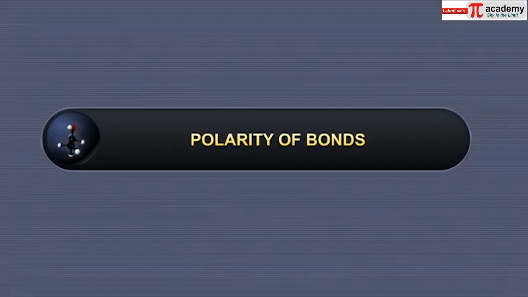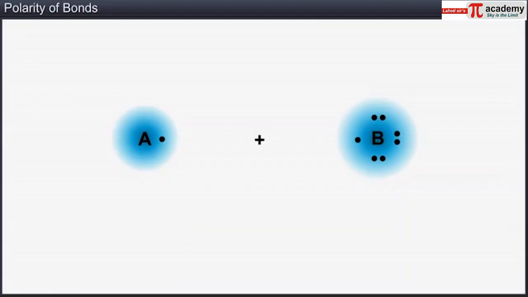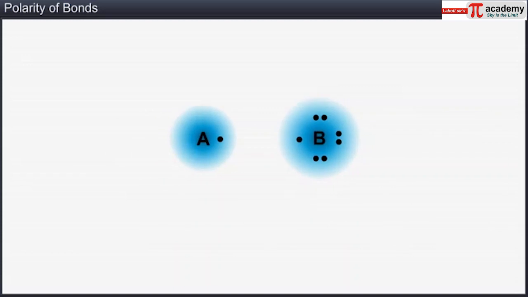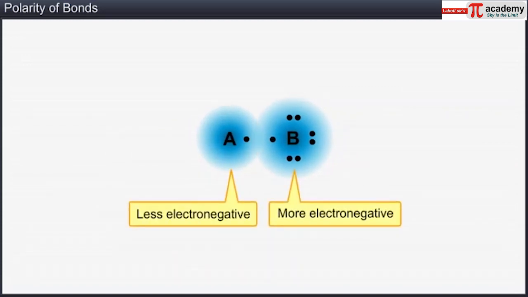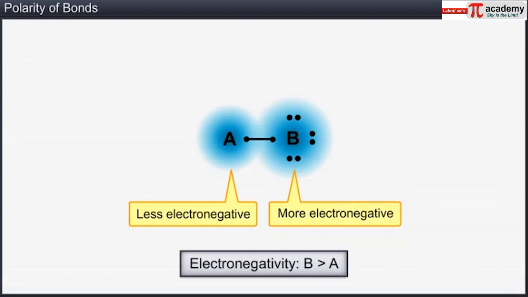In this module, you will learn about the polarity of bonds. Let us see what happens when atoms with different electronegativities combine to form a covalent bond. When 2 atoms with different electronegativities combine to form a covalent bond, the electron density between atoms is shared in such a way that it is displaced more towards the more electronegative atom.